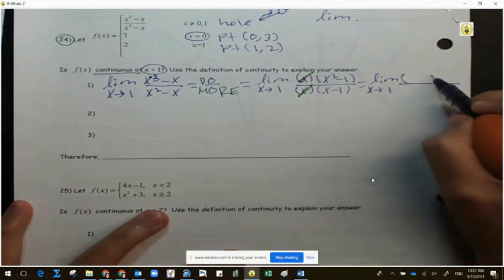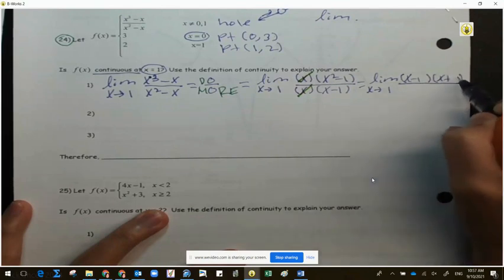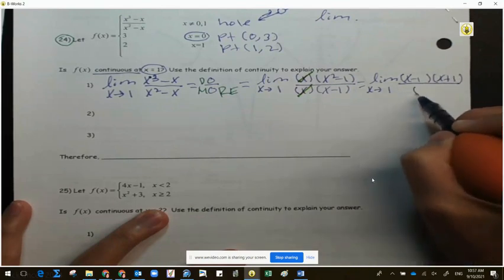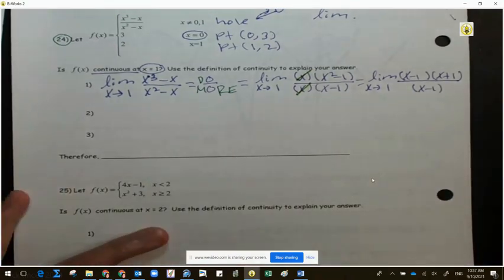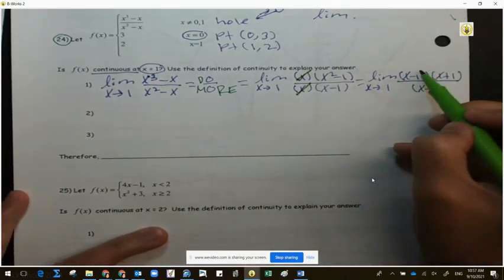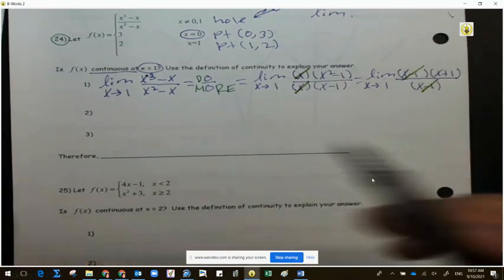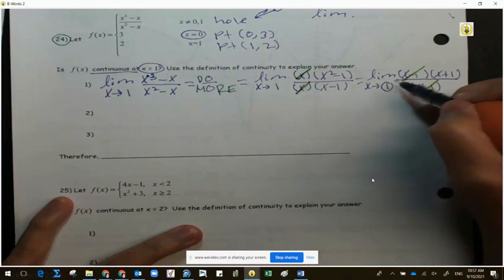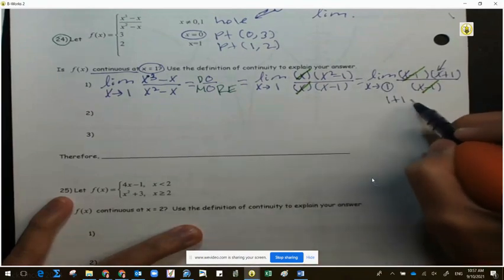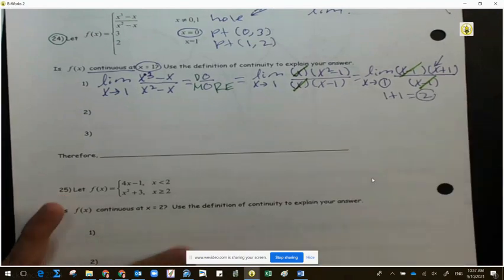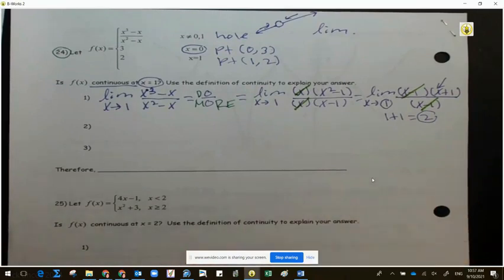Do I see difference of 2 squares on my numerator? Yes, I do. On the bottom, can I go any further? Nope. And I can now do what on the top and the bottom? Cross it out. And then once I have everything crossed out, what am I allowed to do? Plug in the 1 into that x. And when I do, I get 1 plus the 1, that's equal to 2. So that one is existing a limit.